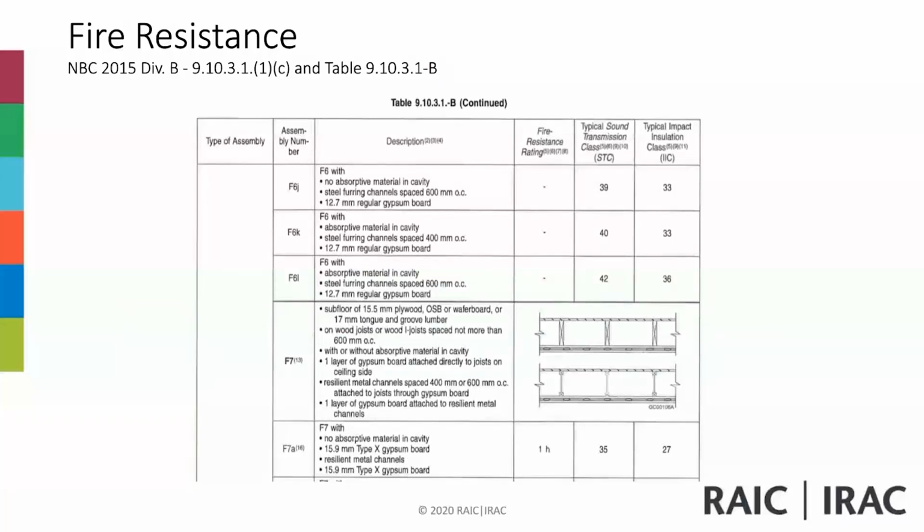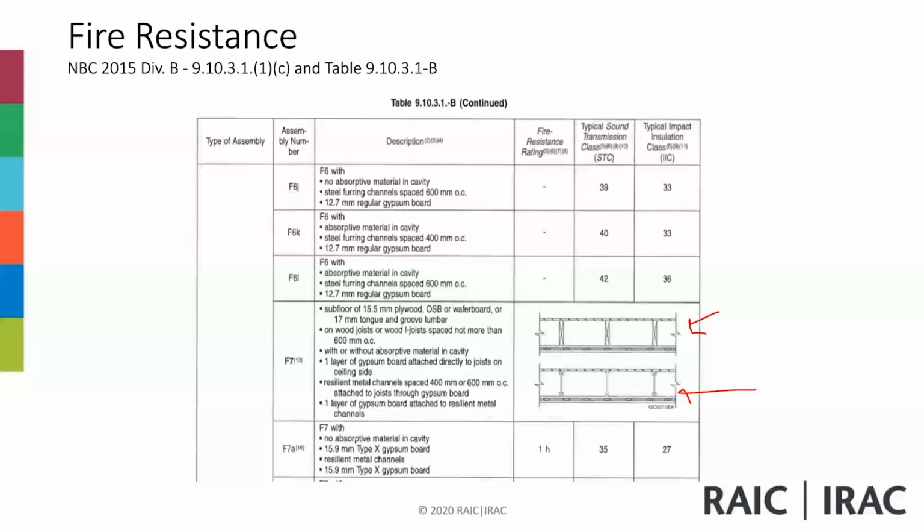This one, 9.10.3.1b, is for floors, floor ceiling assemblies. Again, I see here I have wood framing. I can get either plywood subfloor, OSB, or wafer board. I get wood joists or wood I-joists. So you see the I-joists here, and you see wood joists here, and you can tell what the spacing is, not more than 600 millimeters on center.